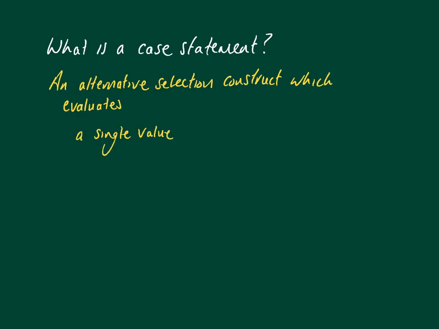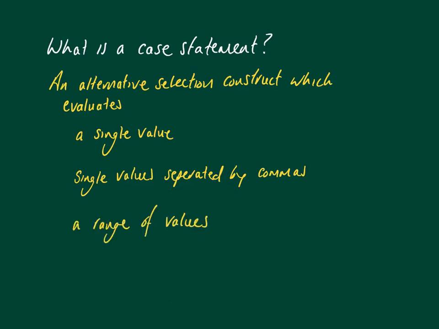Well, a case statement is basically just an alternative selection construct, and it evaluates, like the ifs and the nested ifs, a single value, but uniquely it could be single values separated by commas. So we could have January, February, March, April, etc. And we can also have a range of values.